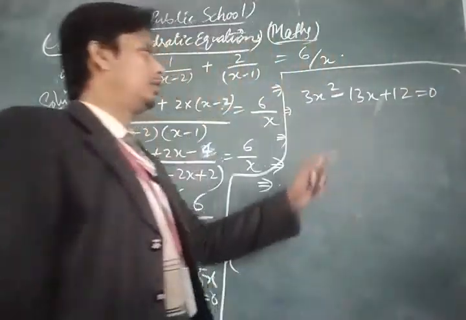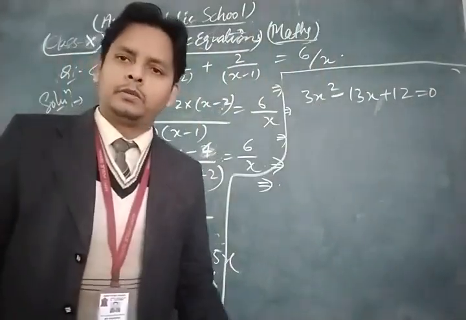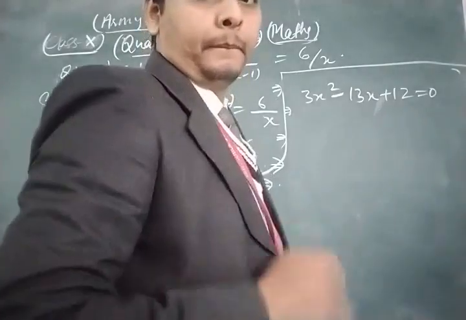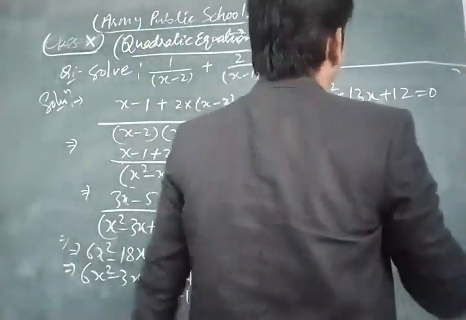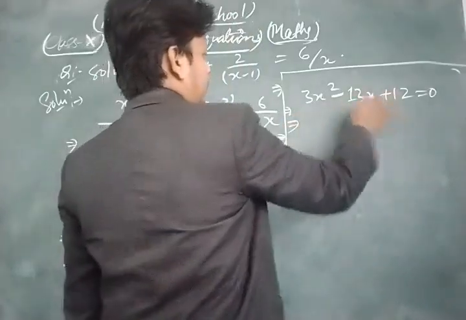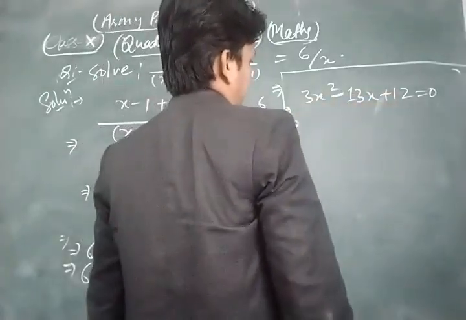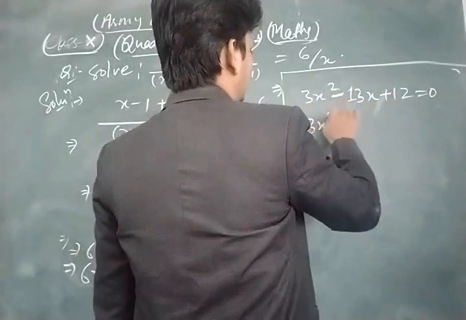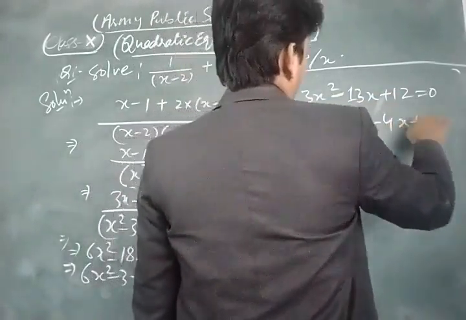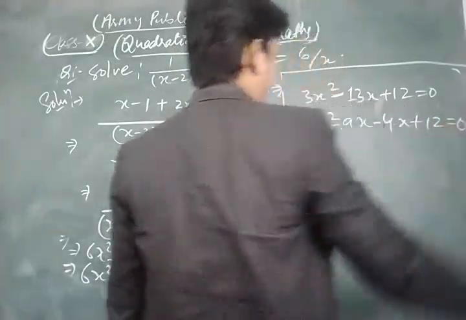Now look, we do the factorization by the method of splitting the middle term. Okay, so let's see. 12 times 3 is 36, that is 9 times 4. So this is 3x square minus 9x minus 4x plus 12 is equal to 0.